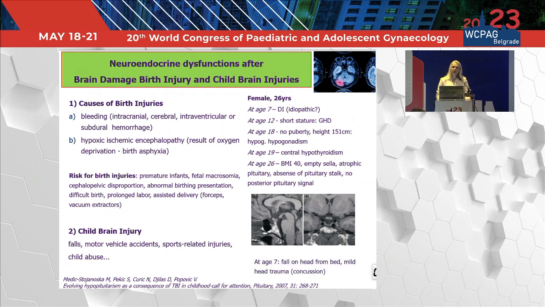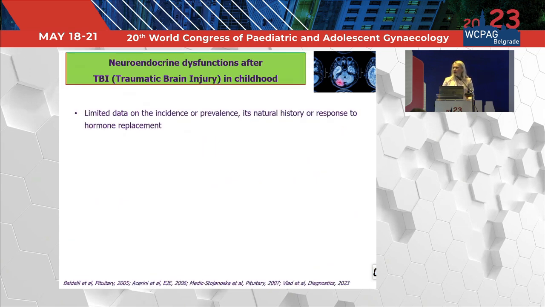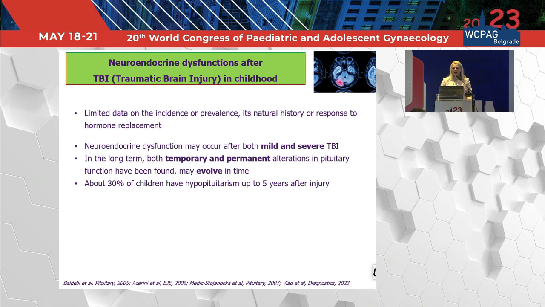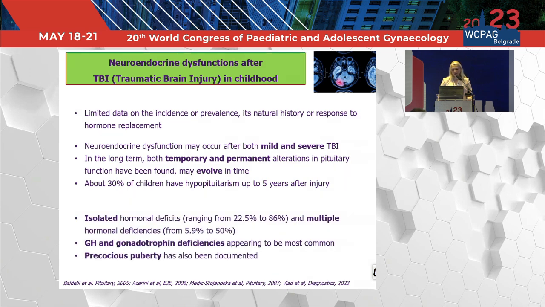And when we asked what happened just before the diabetes insipidus at the age of 7, her parents recalled that she had traumatic brain injury. It was a mild head trauma, but it just preceded her diabetes insipidus. There are little data about this problem in children, but we know from studies in adulthood that neuroendocrine dysfunction may occur even after mild traumatic brain injury. It can be temporary, reversible, or permanent, lifelong. It may evolve over time. Pituitary dysfunctions may be isolated, and the most vulnerable axes are somatotrophic and gonadotrophic axes, and the deficiencies may also be multiple.